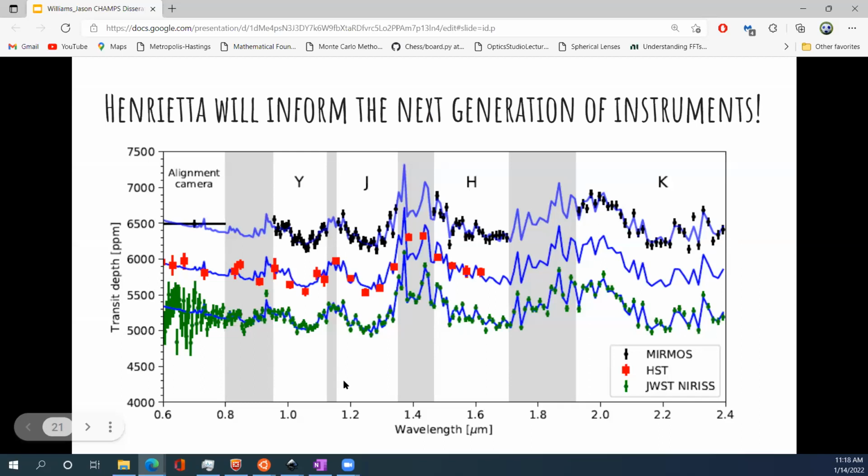Even if Henrietta doesn't quite achieve its goals, perhaps its most lasting legacy will be to inform the next generation of ground-based instruments. What I'm showing here is the predicted data from an in-the-works instrument at Carnegie called MIRMOS. That's going to go on a 6.5 meter telescope, and it's going to be designed with a lot of the same heritage and lessons learned from Henrietta.